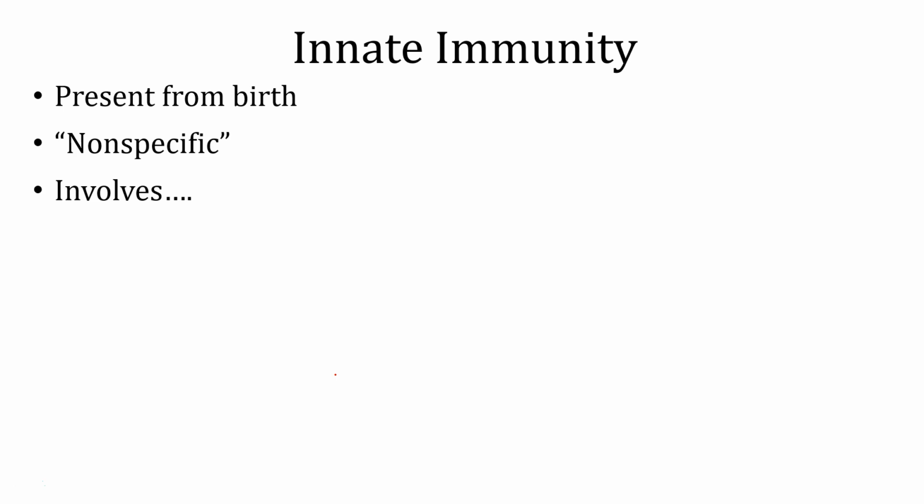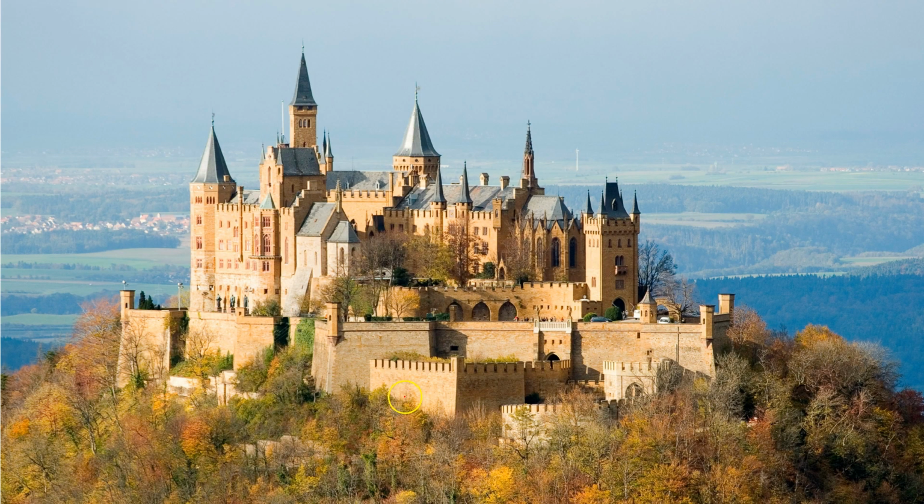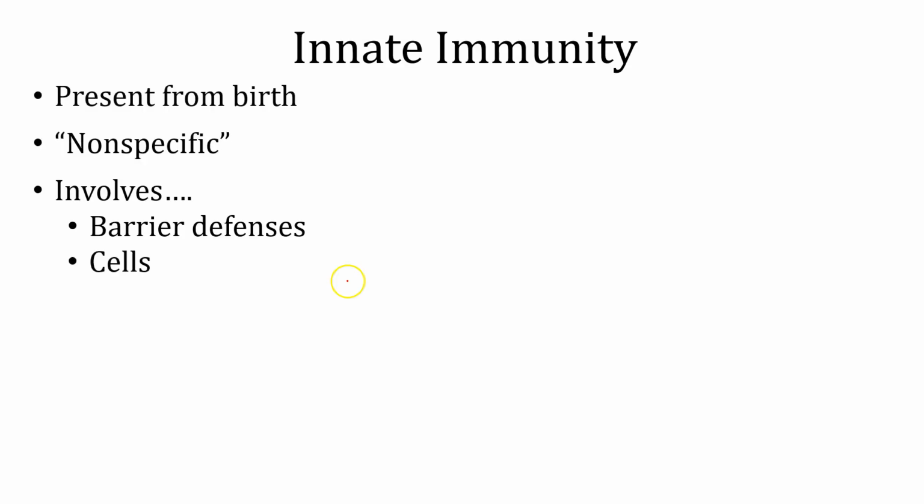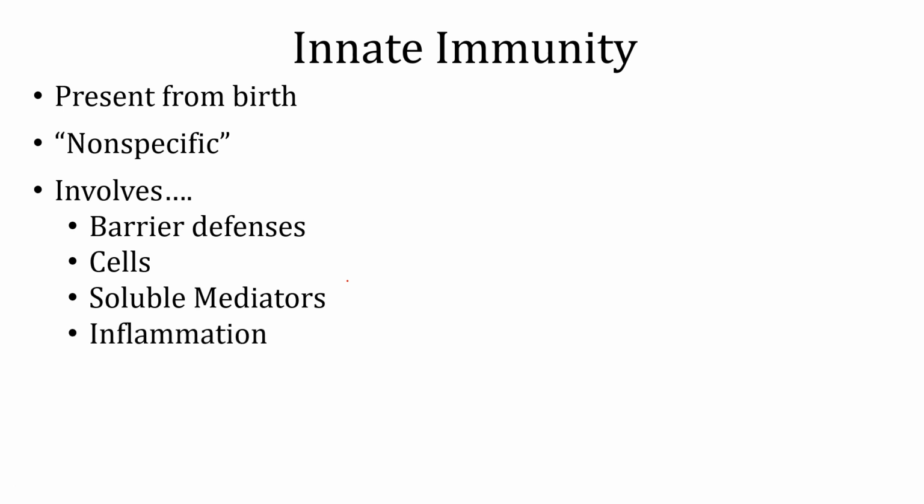Okay, the things that are involved in the innate immune system. These are things like barrier defenses, which would be analogous to these walls of the castle that help protect it from invaders. Also, there are different cells that are involved in the innate immune system we'll talk about in a minute. There's a variety of proteins which can travel in the plasma of your blood and help to keep you safe from illness, so we'll talk about those. And then there is this process known as inflammation, which will also be considered part of the innate immune system.